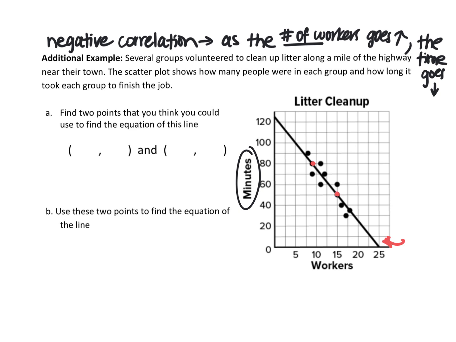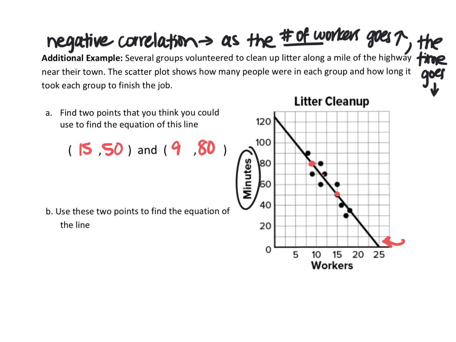Now, if you didn't have 2 nice ones like that, you might use one that's super close, like this one, because it's pretty close. But I'm going to use 2 that are on there. So one of the coordinates looks like (15, 50). And then this one here is a little harder. To me, it looks like about (9, 80). So I'm going to use those 2 points.